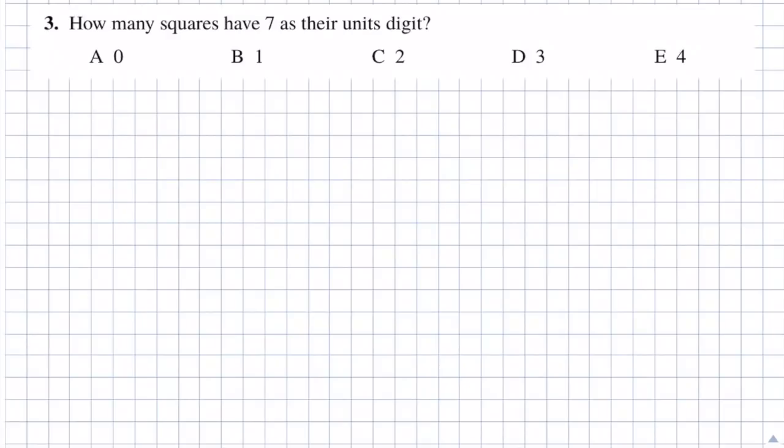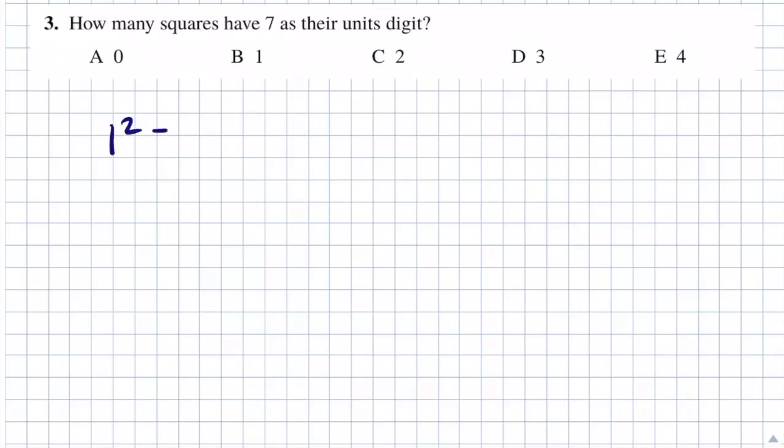Question 3 says, how many squares have 7 as their units digit? We've got answers as A is 0, B is 1, C is 2, D is 3, or E is 4. Okay, so the way to think about this is let's go through all the square numbers from 1 to 10.